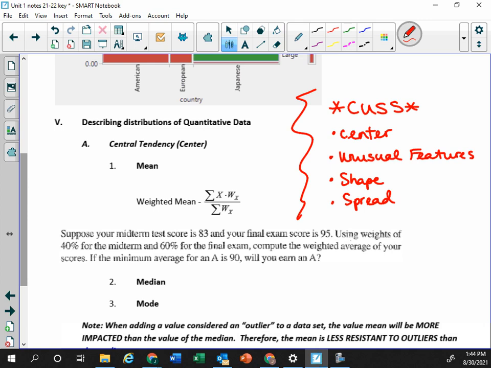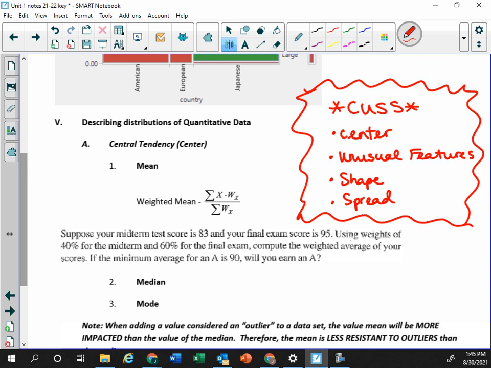So, super important. You always want to hit on all 4 of those things when you're describing a distribution, okay? And there's multiple ways you can describe these features on a graph. So the first one, your center. You could talk about the mean, which you guys know is just the average. We can also find a weighted mean, and I'll walk you through an example here with that. The median is another way you can describe the center, as is the mode.